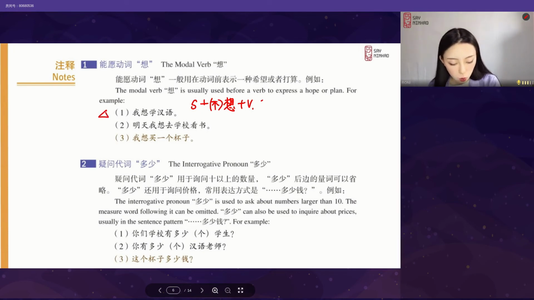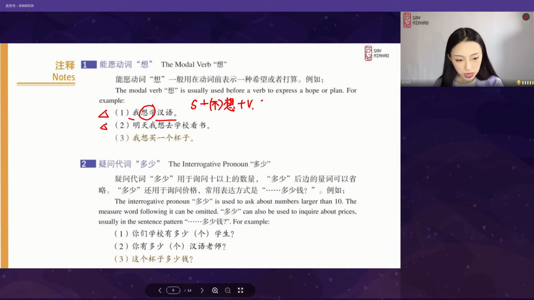First one, 我想学汉语. What is the subject of this sentence? And 想学 actually is the modal verb 想 plus a verb 学. 想学 means want to study. And want to study what? 汉语, which is Chinese. Okay, next one.